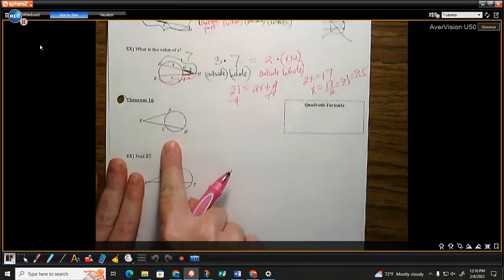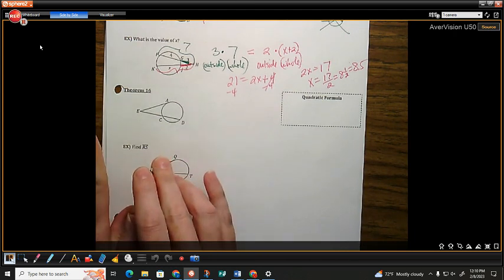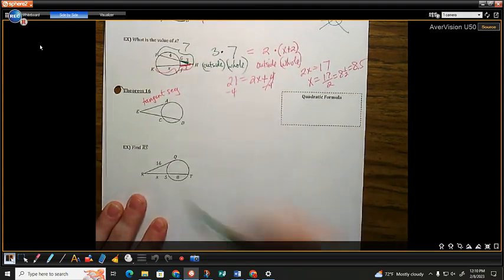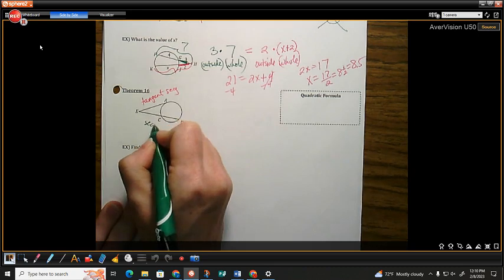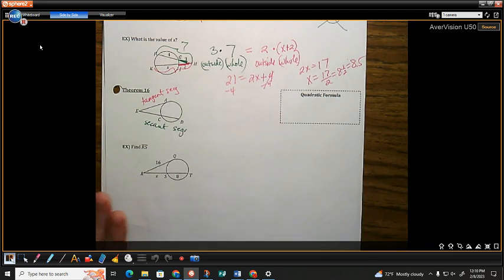Okay, and then there's one more we're going to do. Theorem 16 is actually exactly the same as Theorem 15. It doesn't look the same, but it's actually the same thing. Why is it 2 different things? Look at the picture. What looks different about the picture? This is a tangent segment, and what's this one down here? A secant segment. They look a little bit different, but it actually works the same way.